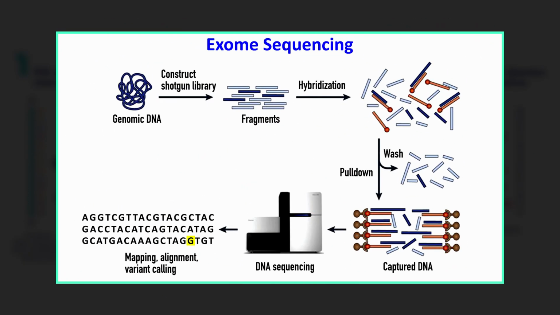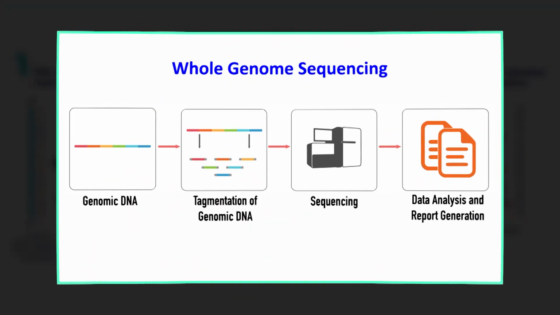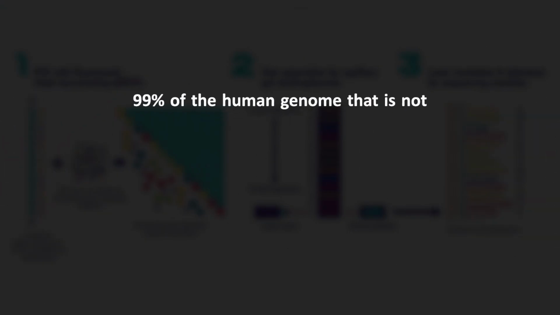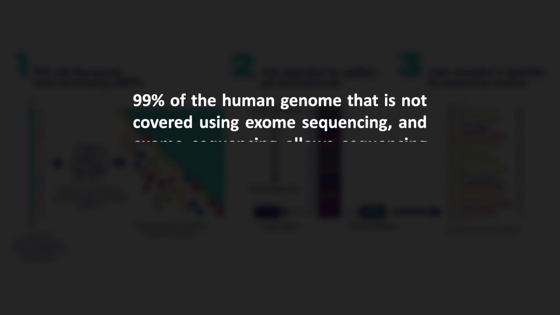Exosome sequencing is only able to identify those variants found in the coding region of genes which affect protein function. It's not able to identify the structural and non-coding variants associated with the disease, which can be found using other methods such as whole genome sequencing. There remains 99% of the human genome that is not covered using exosome sequencing.